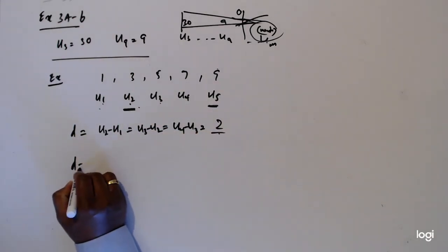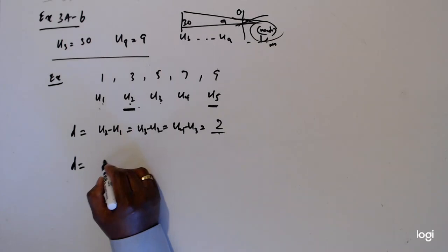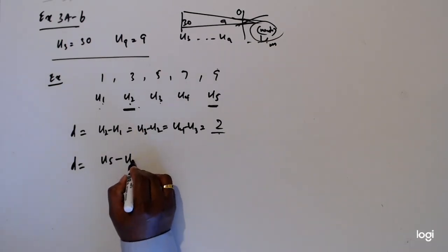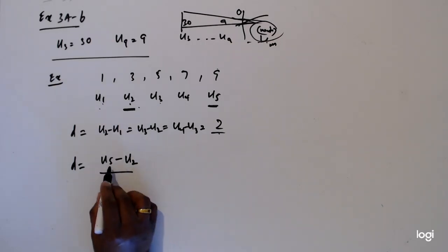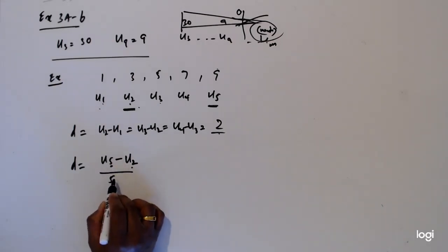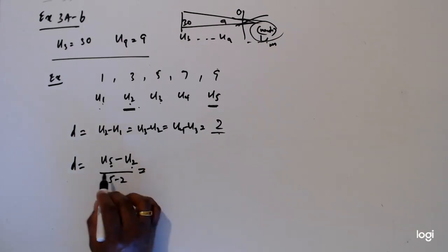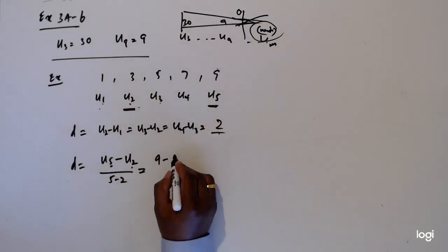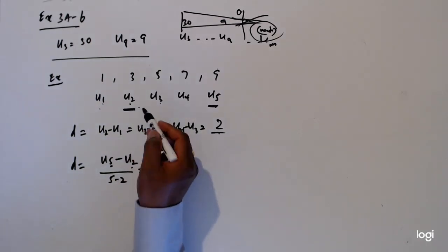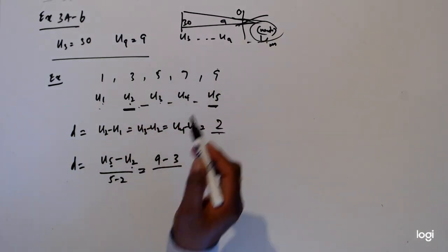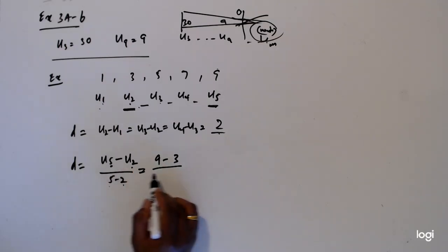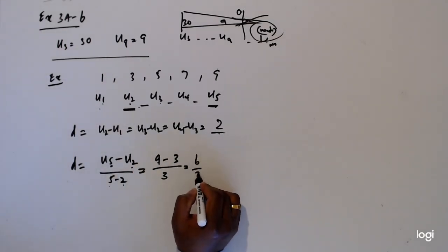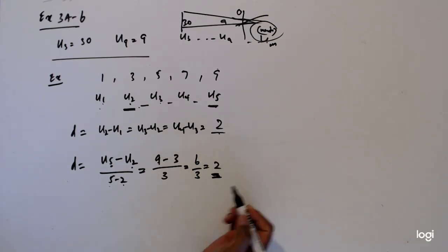So you can find D: U5 term minus U2 term, divided by 5 minus 2. So what is U5? U5 is 9 and U2 is 3. And what is the gap between 2 and 5? So 5 minus 2, 3. So 9 minus 3 is 6, and 6 divided by 3 is 2.